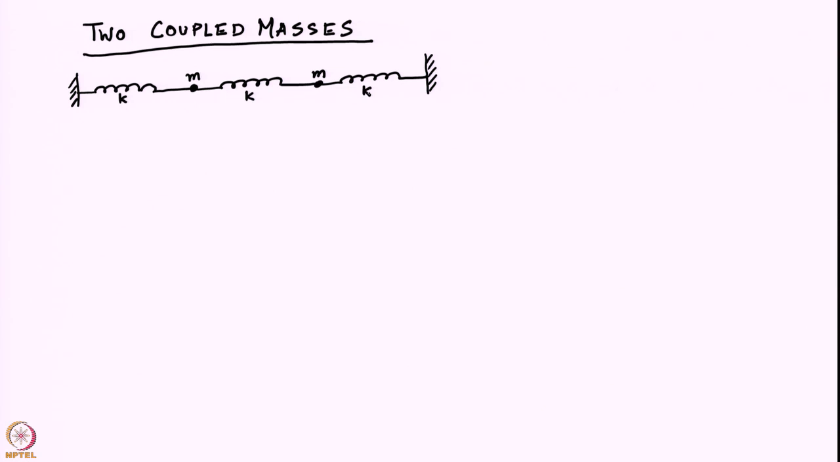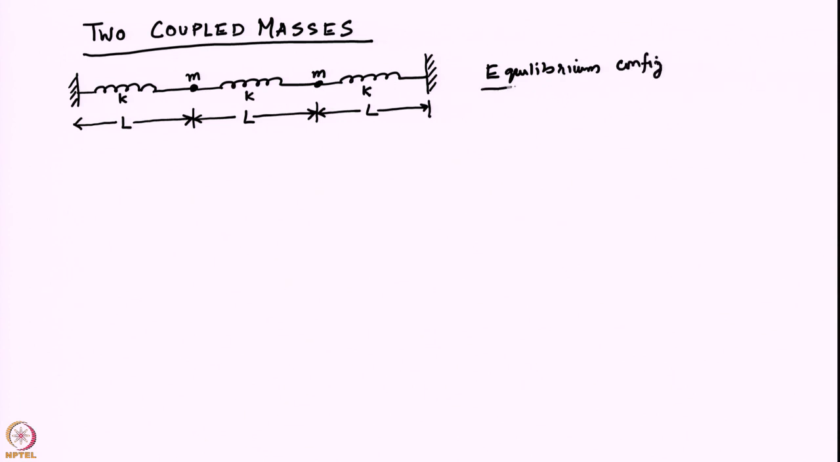In this case, we will assume that in this configuration, where there is no net force on the mass, this is an equilibrium configuration. Which essentially means no net force on any mass. So every mass is acted upon by equal and opposite forces in either direction.